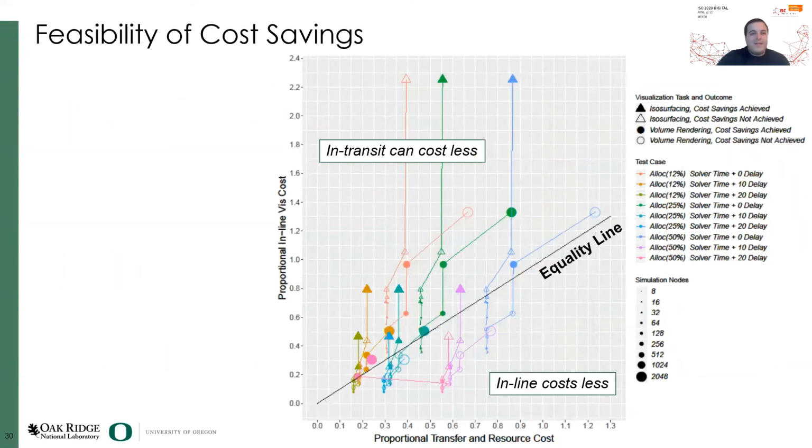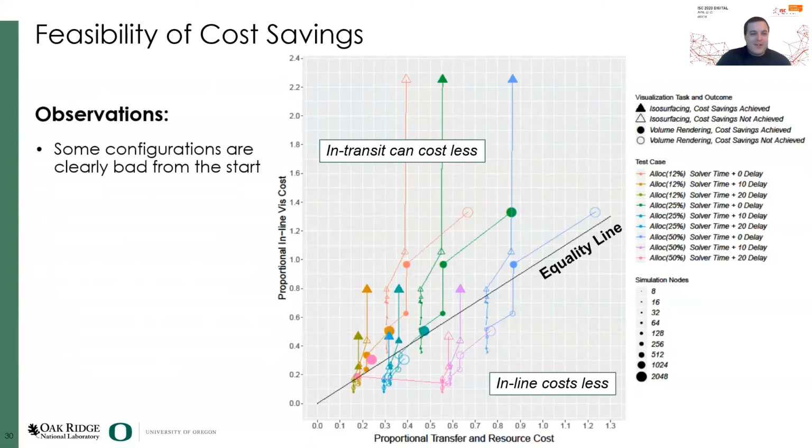Next, I'd like to look at the feasibility of cost savings. So just because our VCEF values were high, that doesn't necessarily mean that we were more cost effective. It just means that we had the potential to be more cost effective. So this chart looks at which of our test cases could have achieved a cost savings. In the center here, the black line is our equality line. Above that line, in-transit can potentially cost less. Below, inline definitely costs less.